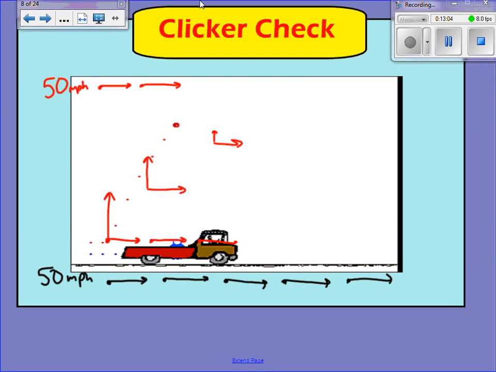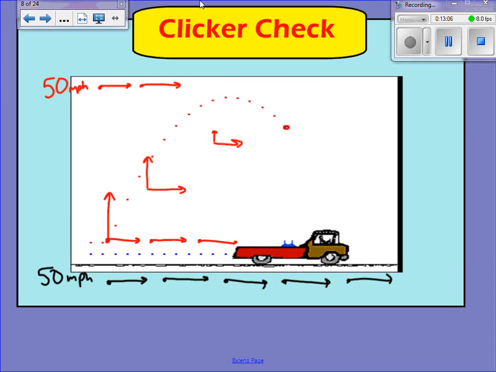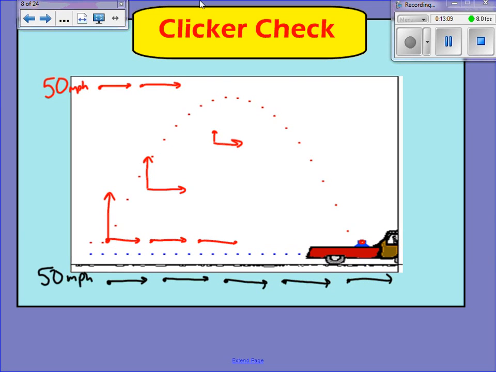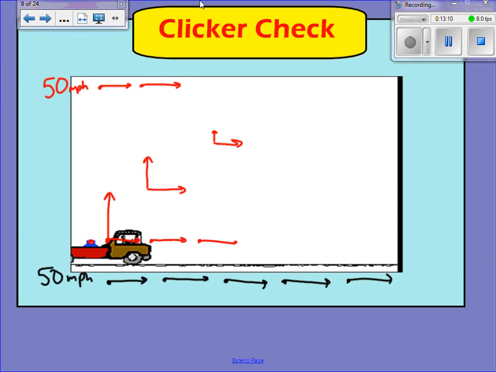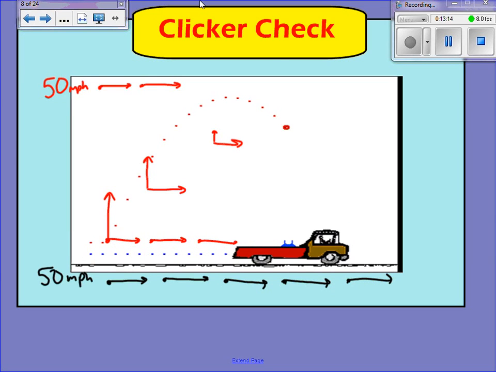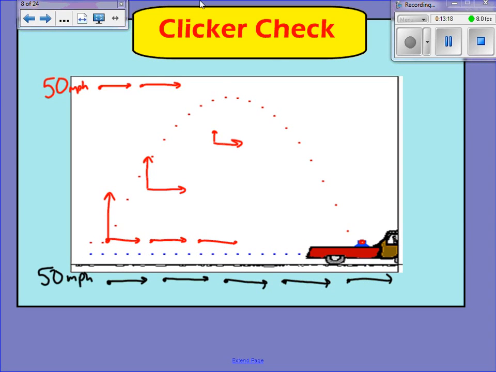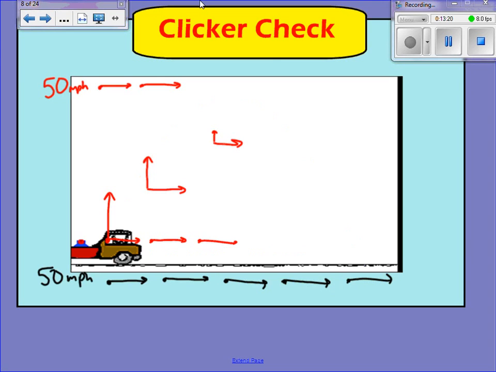What do you notice happens? From your point of view, the ball just goes straight up in the air. But is the ball really just going straight up in the air? If you think about it, it's not. You and the bus and the ball are all moving at 50 miles per hour. You don't notice it though because you're part of the bus. You're on the bus.